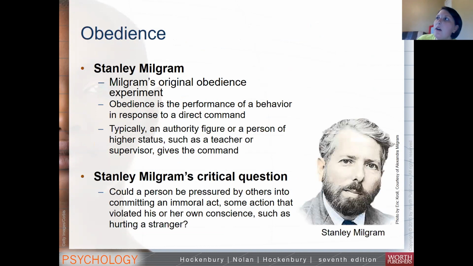So the idea of conformity is following along with the crowd. A lot of people say, oh, there's no way I would follow along. There's no way I would do this. But there have been so many experiments done where people will just blindly follow the crowd. They conform to the crowd.